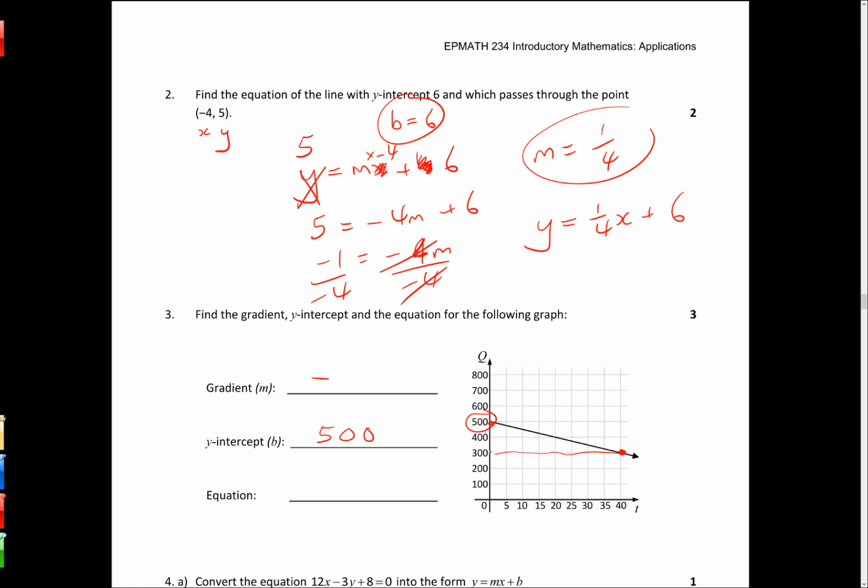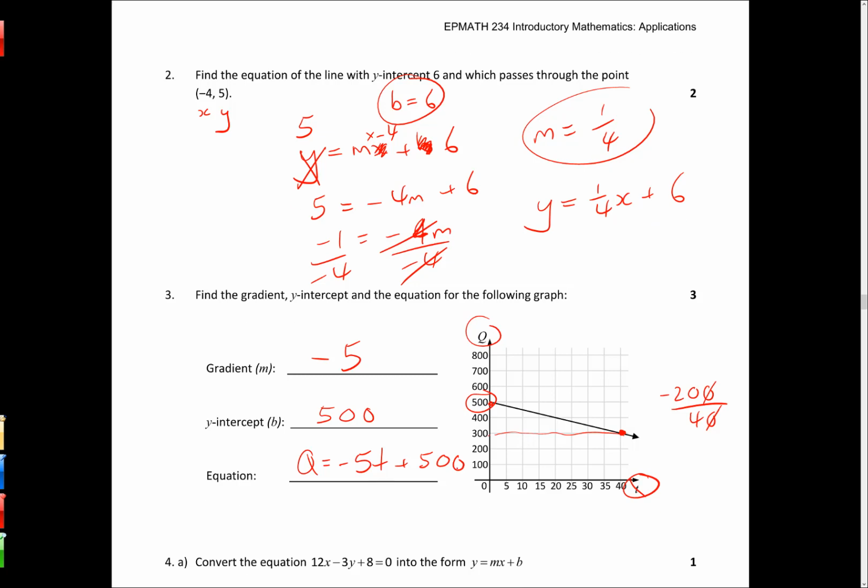So it's gone down 200. So the vertical rise is actually a 200 drop from there to there over a run of 40. So yes, it's minus. We've already locked in that. What's 20 on 4? 5. The gradient's actually minus 5. And so the equation, instead of writing y, I'll write q equals m is a minus 5. Instead of writing x, it's a t plus b.